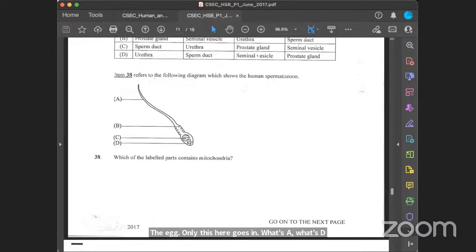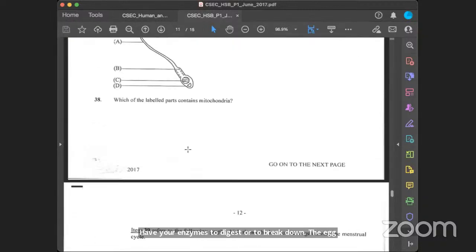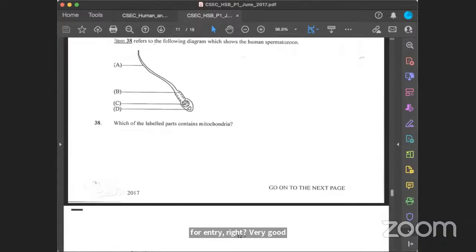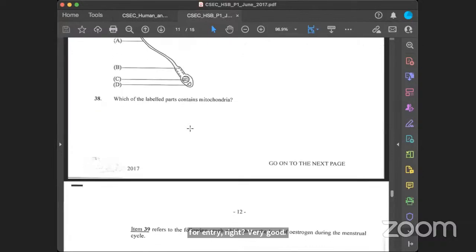Well, you'd asked me this question before and I answered it. That person is here and remembers. D is the acrosome, very good. So the acrosome has your enzymes to digest or break down the egg for entry, right? And C is your nucleus with the genetic material. And obviously A is your tail.